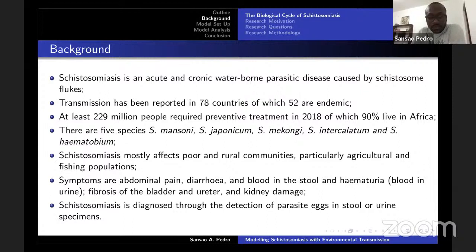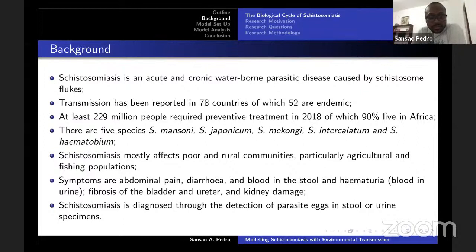There are about 5 species of the schistosome genus: Mansoni, Japonicum, Mekongi, Intercalatum, and Haematobium. This work focuses more on Haematobium, since it's the most prevalent in sub-Saharan Africa. Schistosomiasis mostly affects poor and rural communities, particularly agricultural and fishing populations.